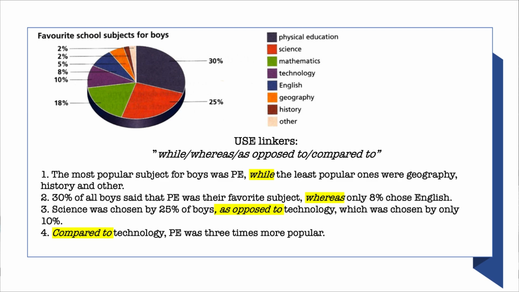Science was chosen by 25% of boys, as opposed to technology, which was chosen by only 10%. Compared to technology, PE was 3 times more popular. Now, here's a little test for you. Finish each of these sentences with your own words by using the information from the chart.